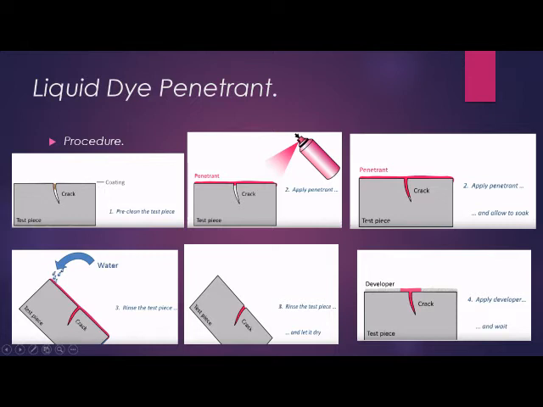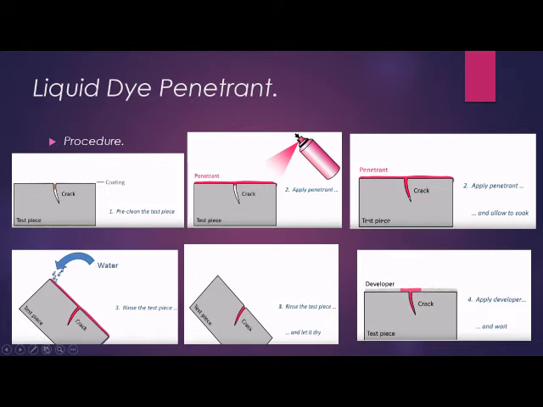Procedure. What I mentioned a while ago, or description. First, we have to clean the test piece. After that, we're going to apply penetrant. Mostly they're red. After we apply penetrant, we have to wait a minute so the penetrant will go inside of the crack.